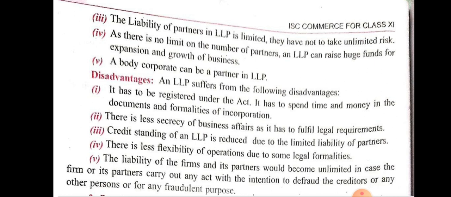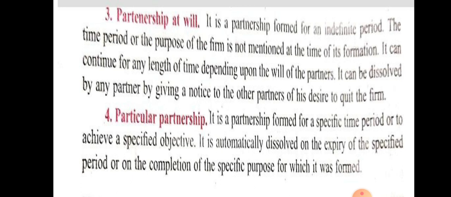The liability of the firm and its partner would become unlimited in case the firm or its partner carry out any act with the intention to defraud the creditors or any person or for any fraudulent purpose. So this is the disadvantage. The liability is limited, but if any of the partners does any fraudulent act to the creditors, then the liability will become unlimited.